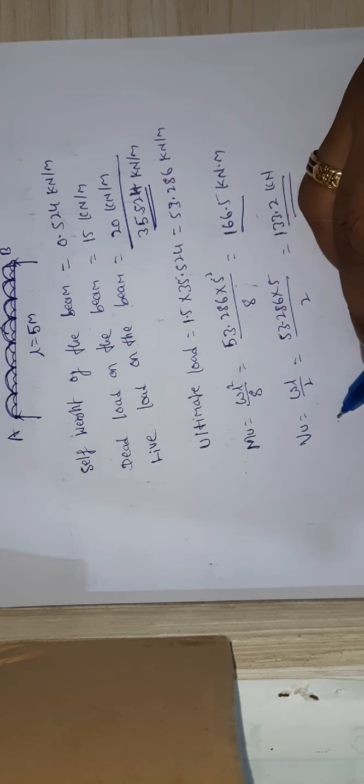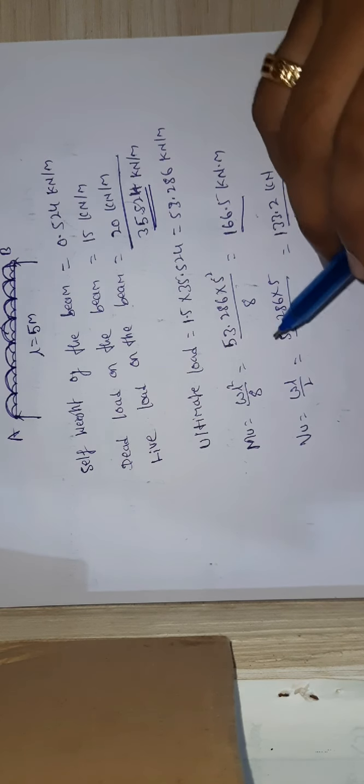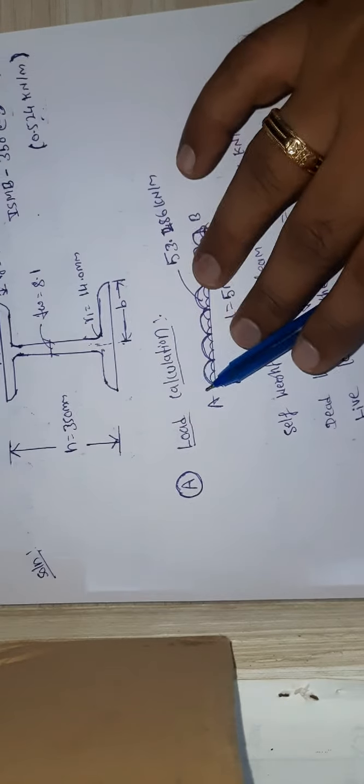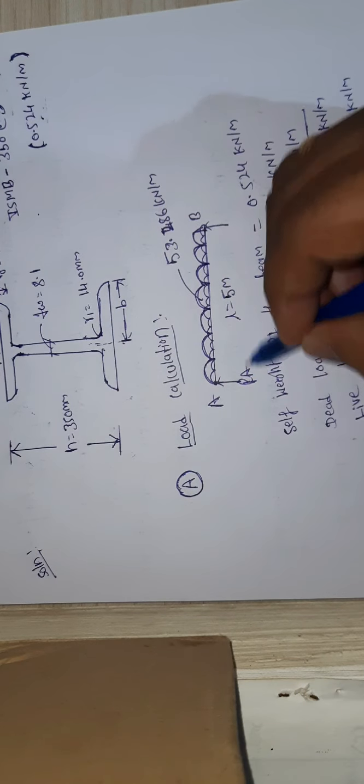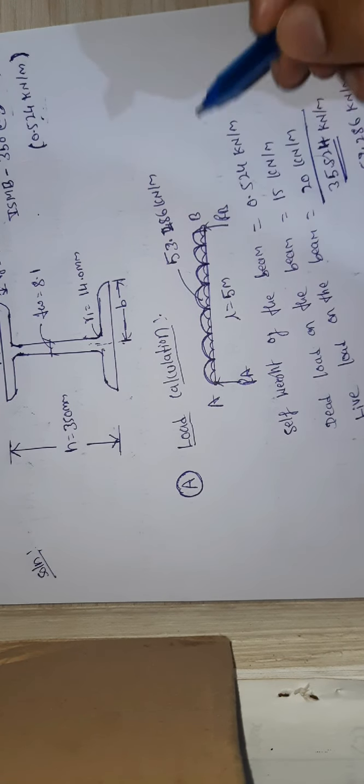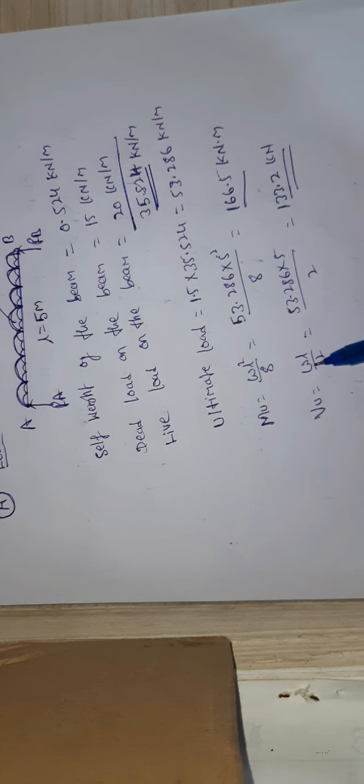Then what is the ultimate shear force? Ultimate shear force will be the reaction. Shear force will be maximum at the reaction, so the ultimate shear force is nothing but the reaction. Then what is the reaction? The reaction is symmetrical, so it will be total load divided by 2. What is the total load? 53.286 into 5 divided by 2. So the same thing you did here, and I will get the ultimate shear force.